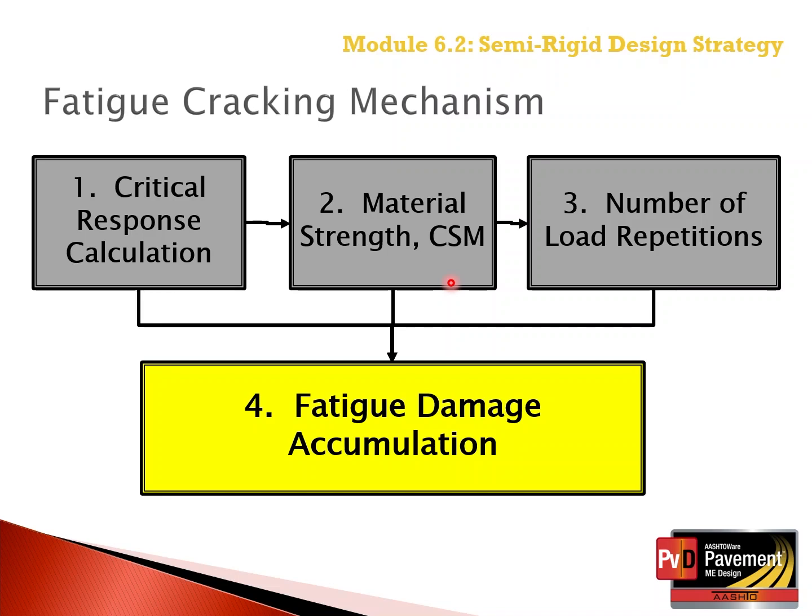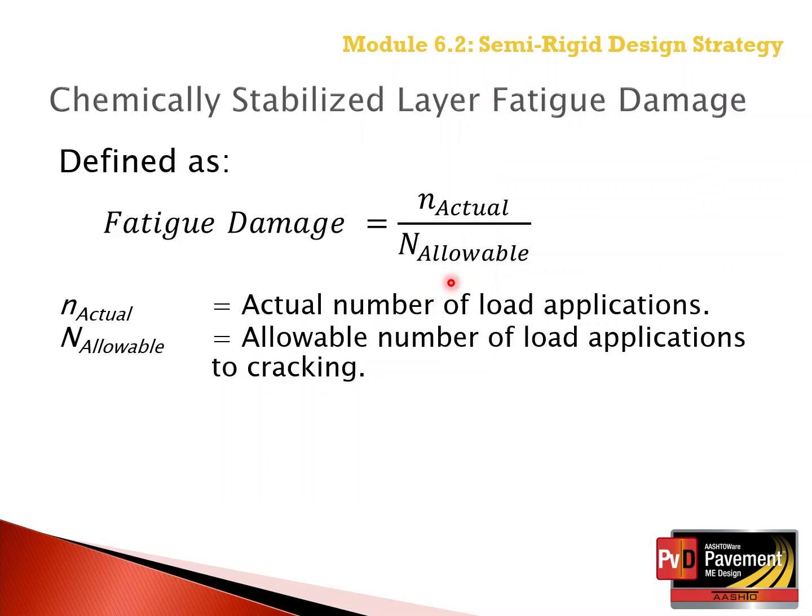So now let's move to the fatigue damage accumulation. The fatigue cracking mechanism includes calculating the incremental fatigue damage of chemically stabilized layers and then summing those incremental damage indices to determine the total fatigue damage over time within the chemically stabilized layer. This section of the module will explain and discuss the accumulation of fatigue damage, which in concept is the same as for Portland cement concrete as well as asphalt.